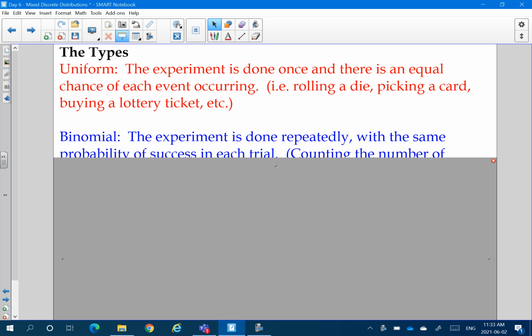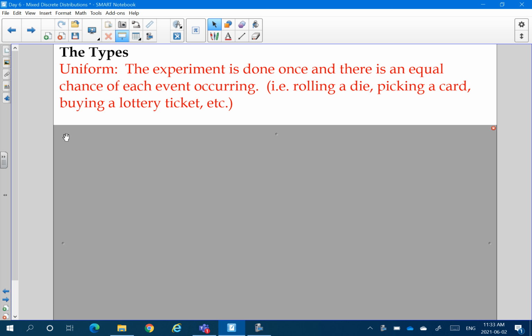We looked at uniform, which is when the experiment's done once and there's an equal chance of each event occurring. For example, and this one's pretty common, rolling a single die, picking a card from a deck, maybe buying a lottery ticket. These are things where you always have an equal chance of each outcome happening.